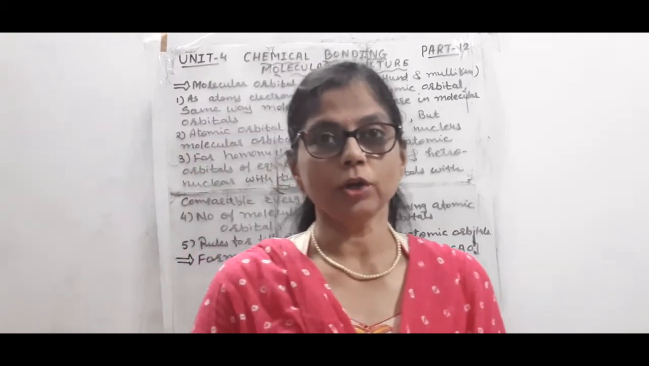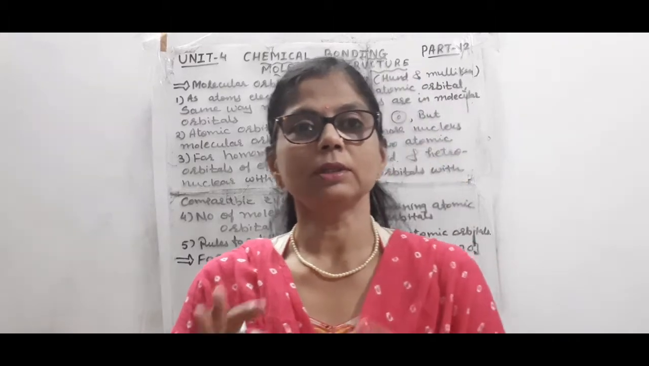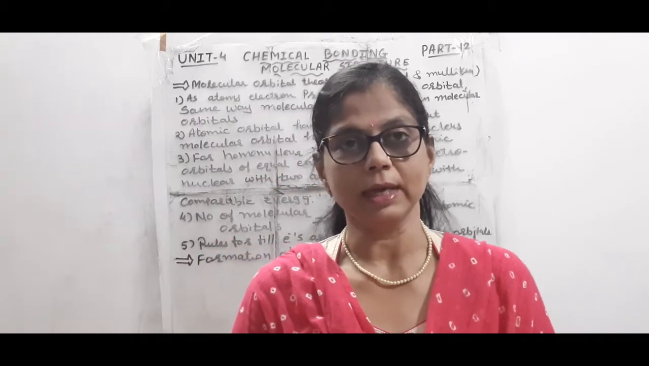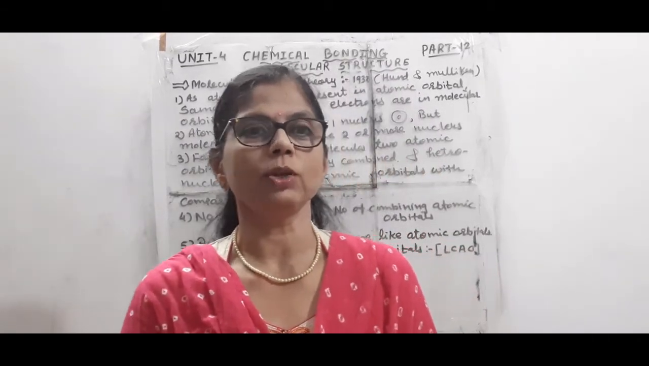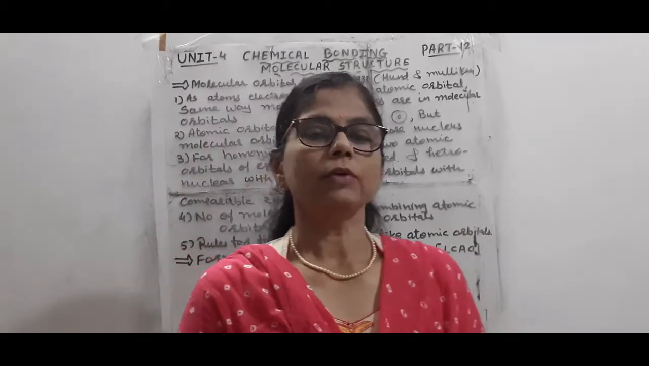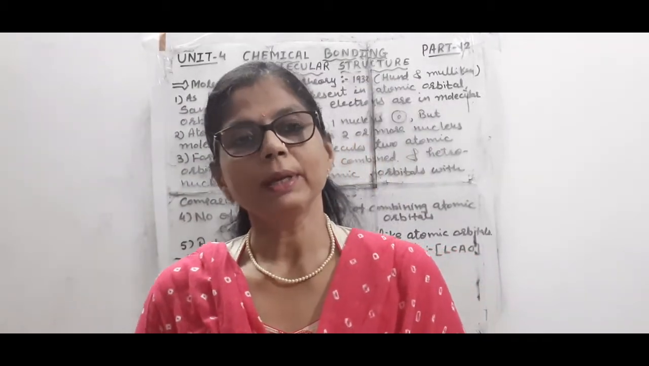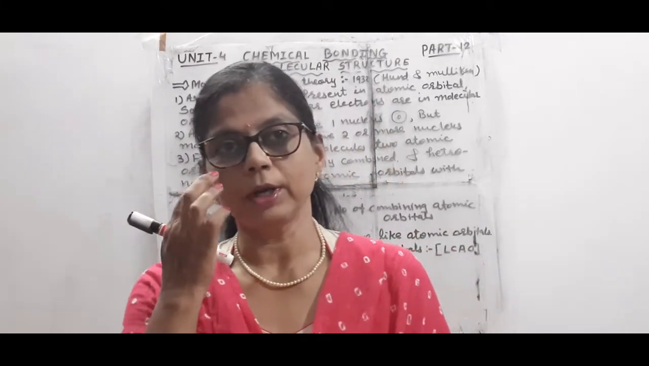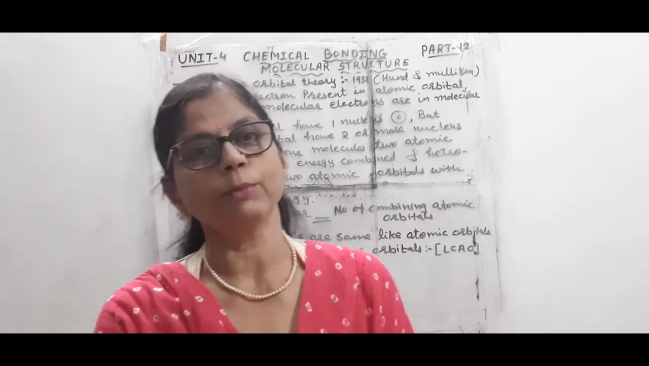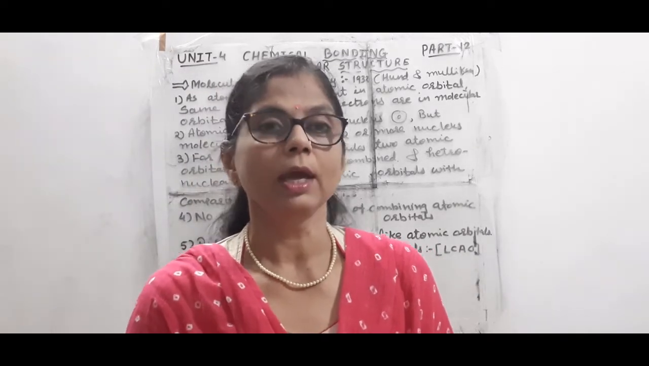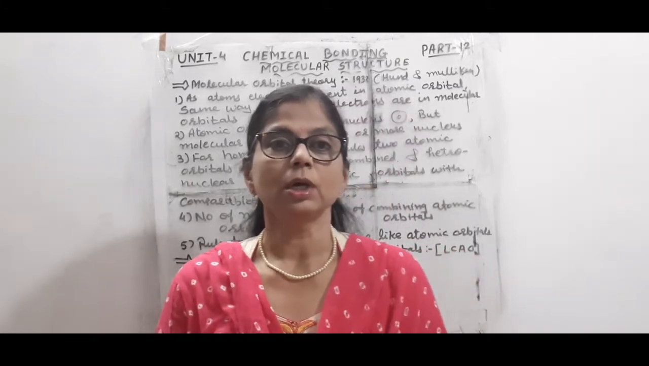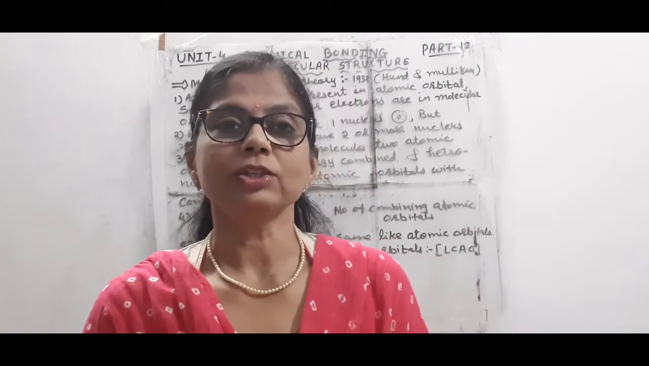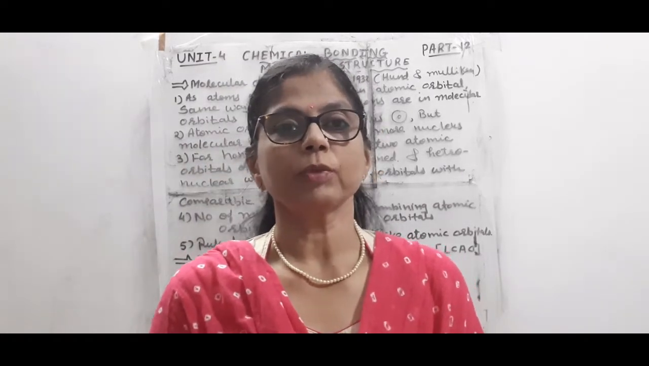This chapter which we are going to study is also part of the syllabus for the SA exam of the month of September. So today I am going to explain part 12 of Standard 11 Unit 4, Chemical Bonding and Molecular Structure. In this part 12, I am going to explain the MO theory, molecular orbital theory.